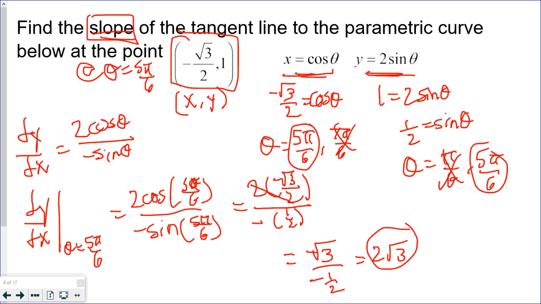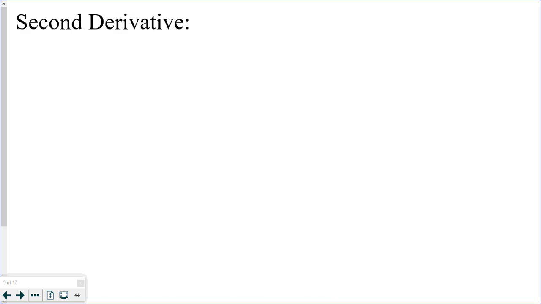Okay, let me change back to purple. I like purple. Let's keep going. So we now know the first derivative. Let's talk about the second derivative real quick.